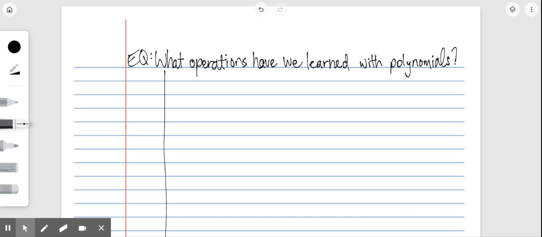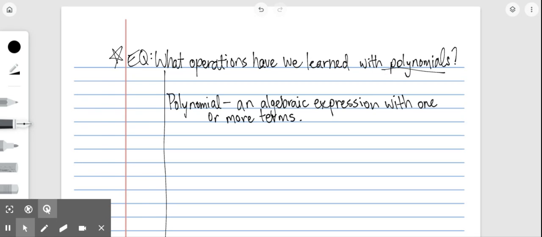All right, beautiful people. So today we're talking about what operations we've already learned about polynomials. So we're going to cover some addition, subtraction, and multiplication. But the first thing I want us to do is recall what the word polynomial means. A polynomial is an algebraic expression with one or more terms.